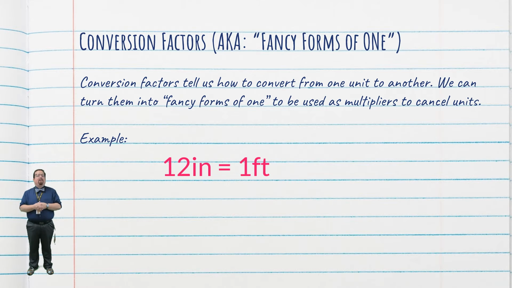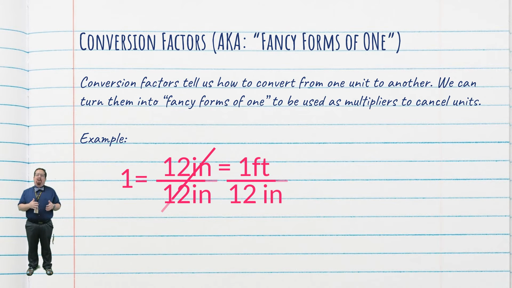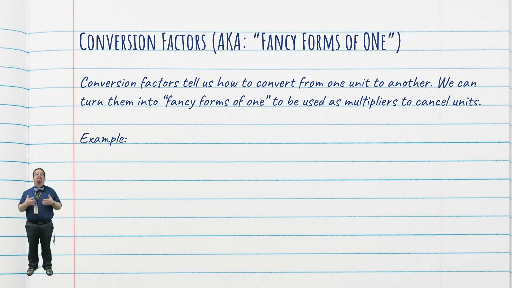What happens if we use a little bit of algebra and get all of our units on one side? We could do this by dividing 12 inches on either side. What does that leave us with on the left? 1. 12 inches divided by 12 inches equals 1. This tells us that 1 is equal to 1 foot over 12 inches. 1 foot over 12 inches doesn't really sound like 1. It sounds weird. But it is equal to 1. We just saw the mathematical reason for that. That's why I like to call conversion factors fancy forms of 1.